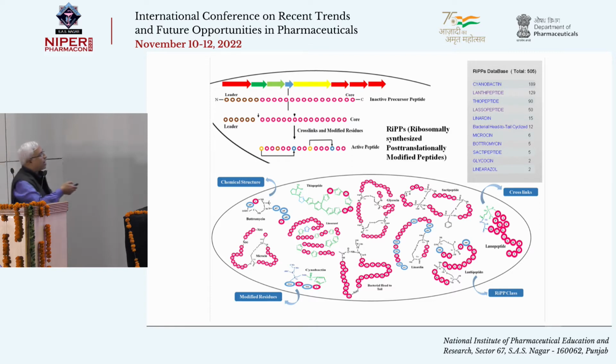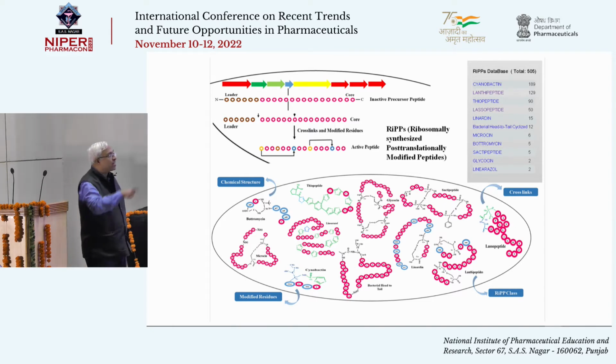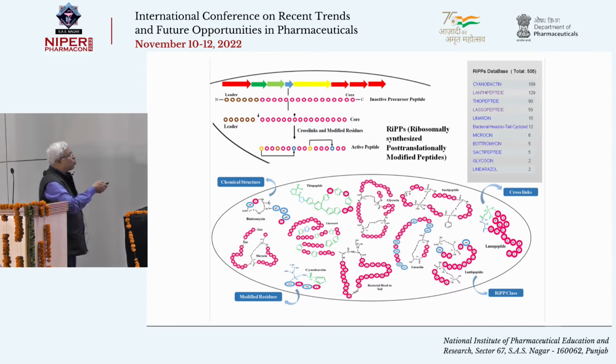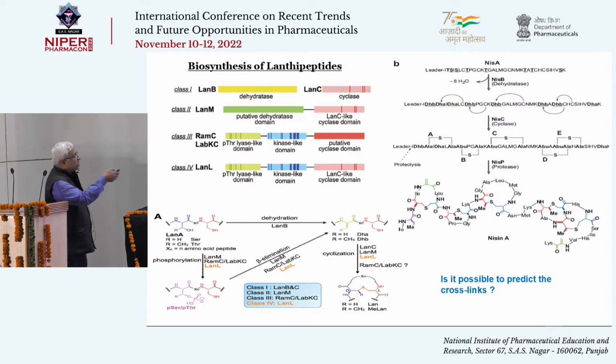And there is another class of molecules, of which I gave you examples. These are called RiPPs, ribosomally synthesized and post-translationally modified peptides. These are small peptides. They do not come from the non-ribosomal pathway. They come from the ribosome. But there are modifying enzymes which put in cross links, and many different cross links are coming. I will skip the pathway.